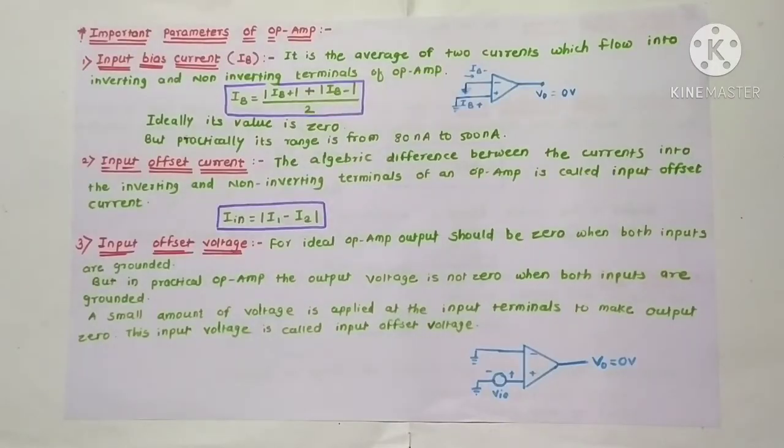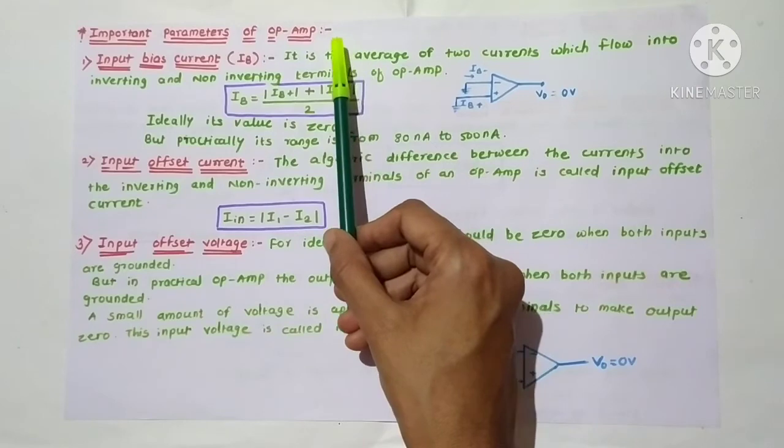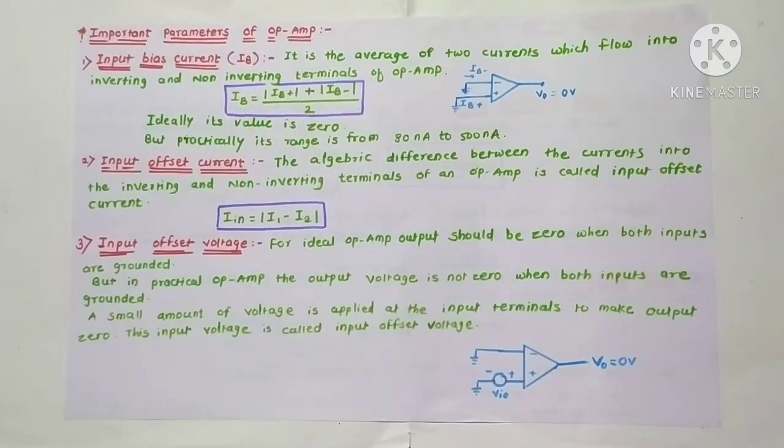Hello students, in the previous lecture we have studied the symbol and pin diagram of an operational amplifier IC741 and the block diagram of an operational amplifier. Now in today's lecture we are going to learn about important parameters of an operational amplifier. Why do we have to study these important parameters of an operational amplifier?